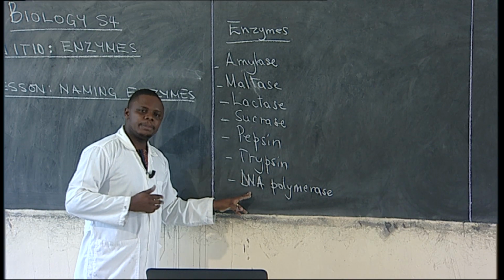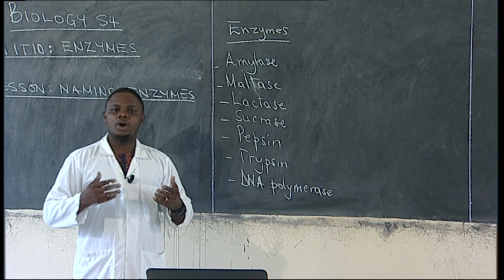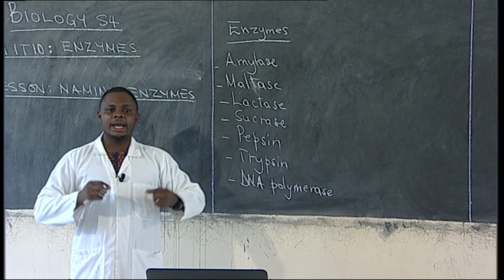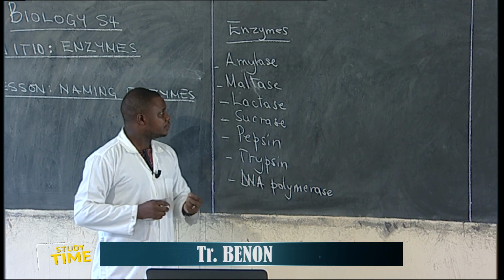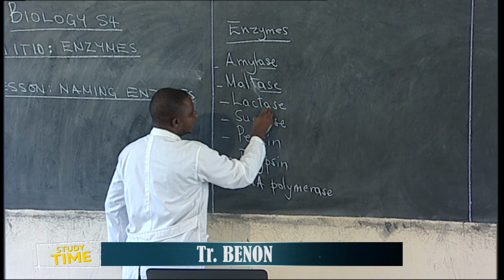Then we have DNA polymerase. This one joins strands of DNA to form a large strand. When you see, most of these enzymes end with ASE.